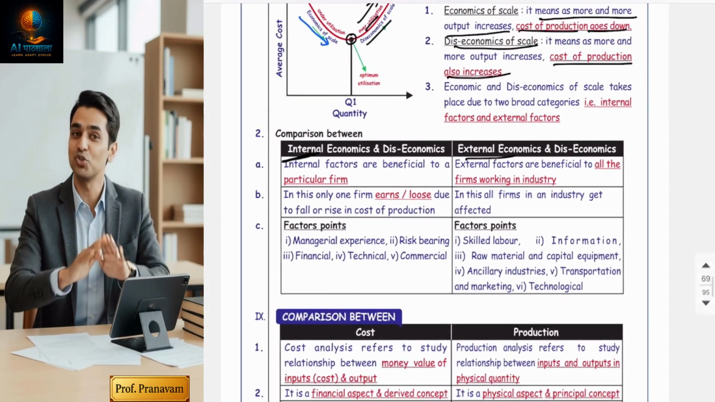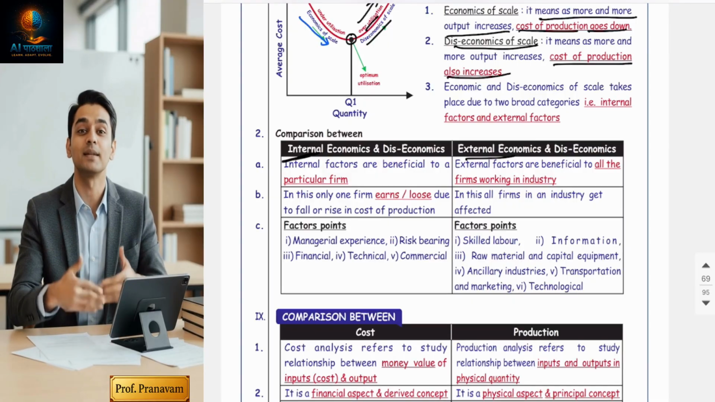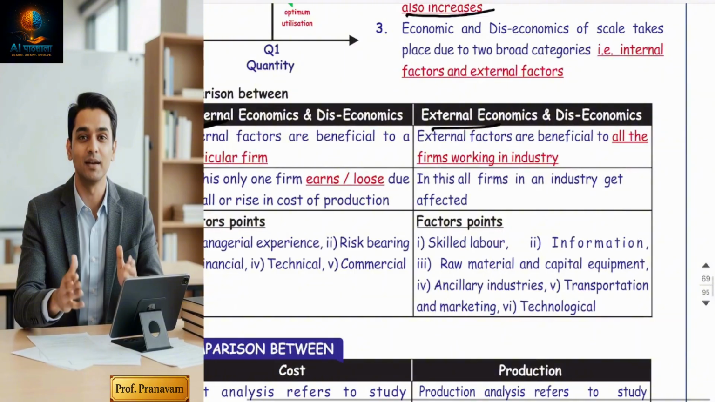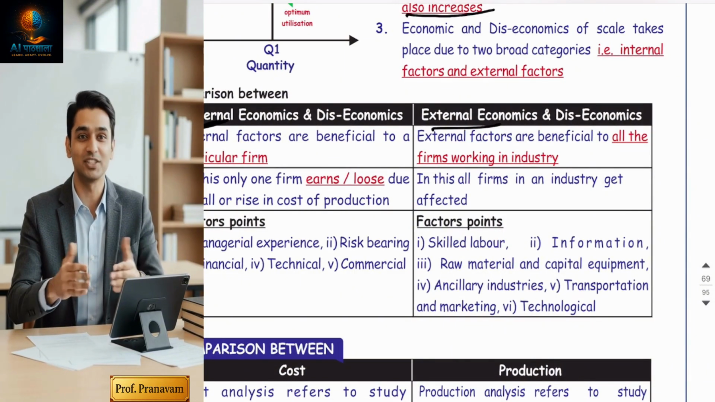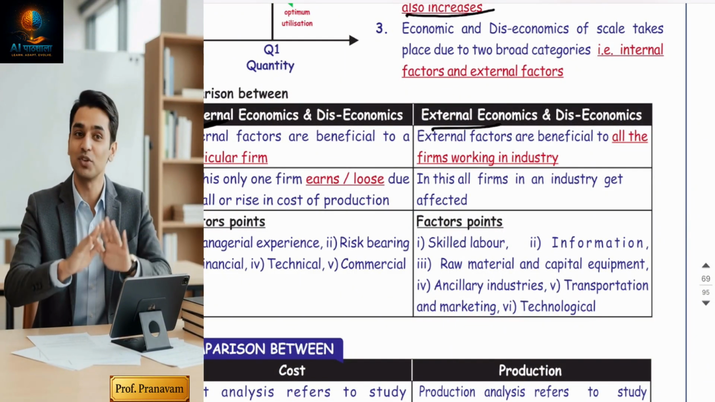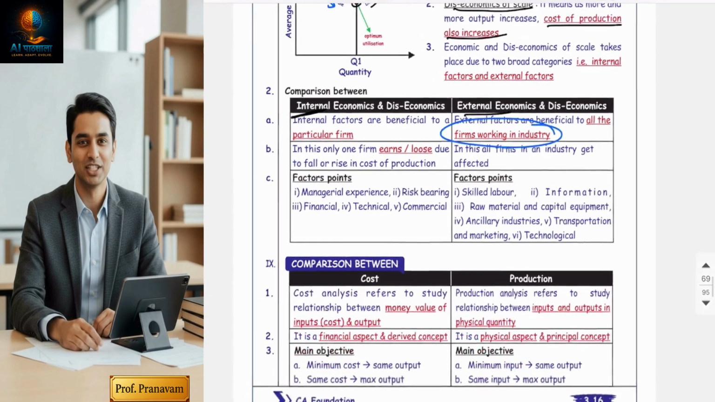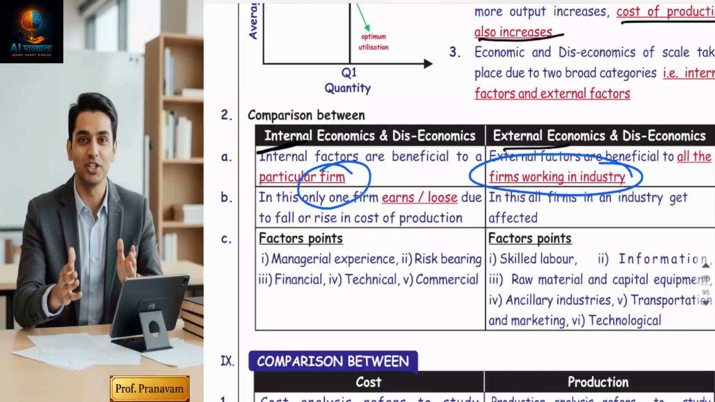Okay, but now can you tell me in one line which is most dangerous? Yes, internal factors are most dangerous. Why? Because external factors are out of your control, and second thing, they do not affect only your own business, they affect the entire industry. Internal economies only affect your own business.